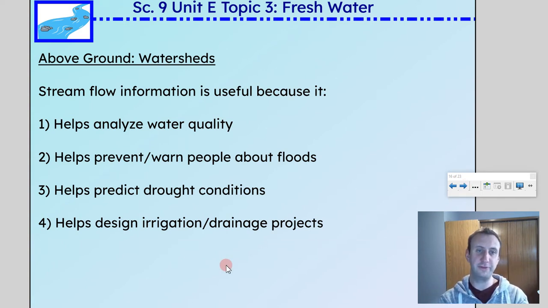Still on watersheds, stream flow information is very useful to us because it can help us analyze water quality, help warn people about floods before they happen, help predict drought conditions when the watershed is not feeding as much water, and help design irrigation drainage projects. This is exactly what we were looking at for streams and rivers as well. Same kind of things. It's important for us to measure stream flow for these reasons so we can plan, predict, be proactive.